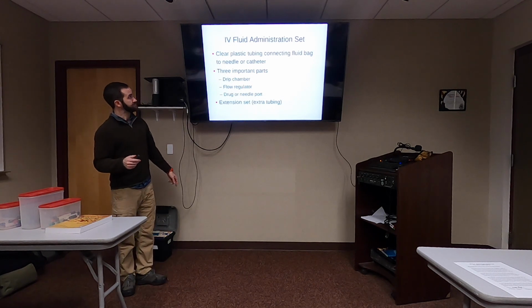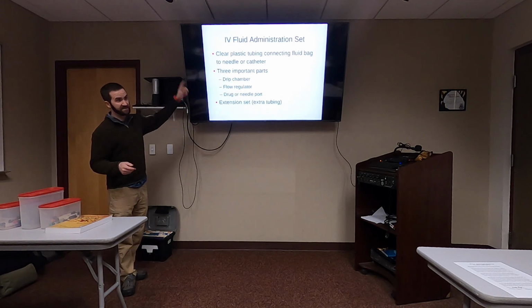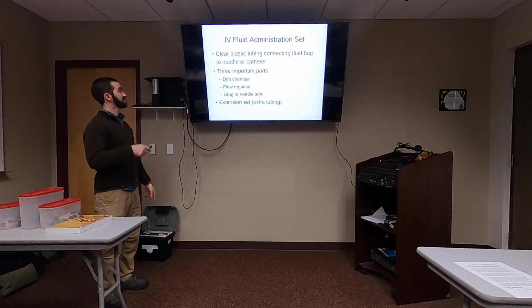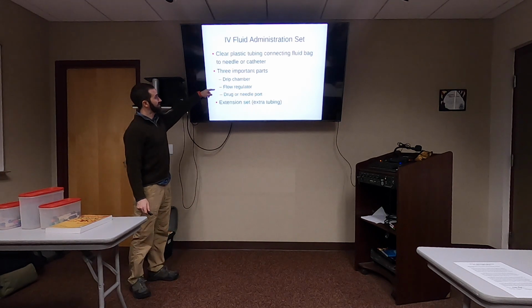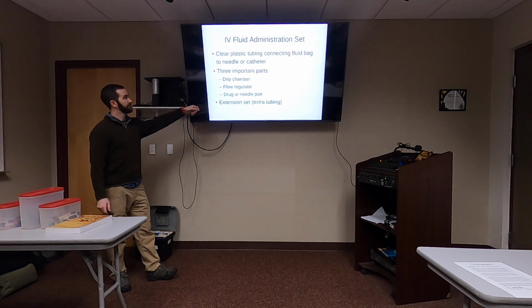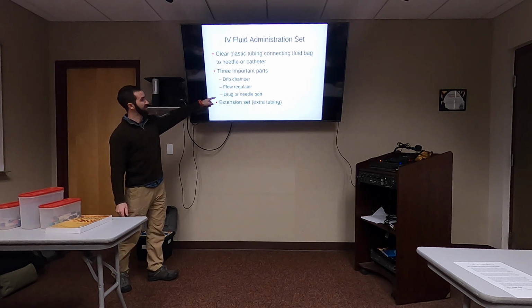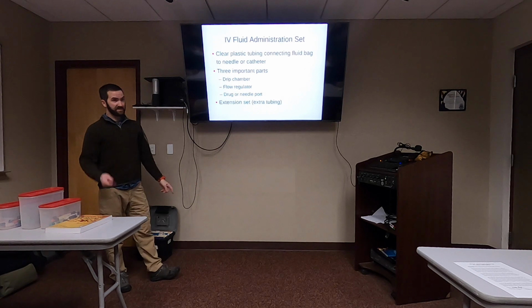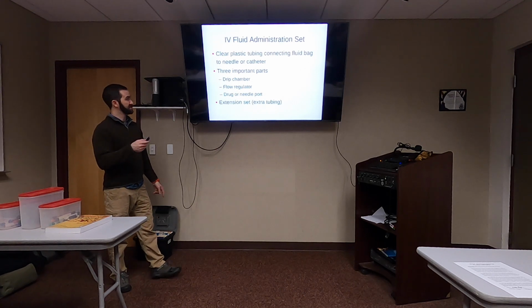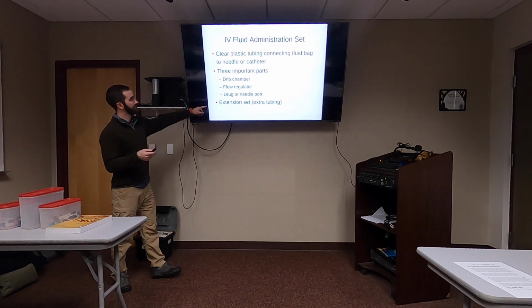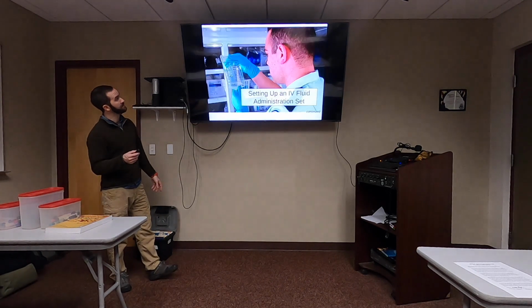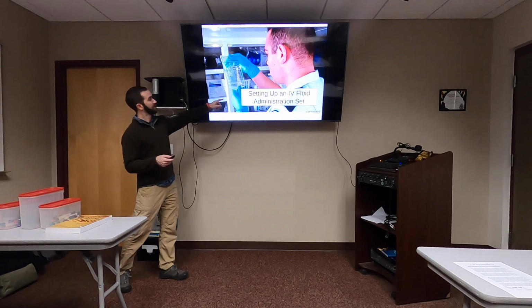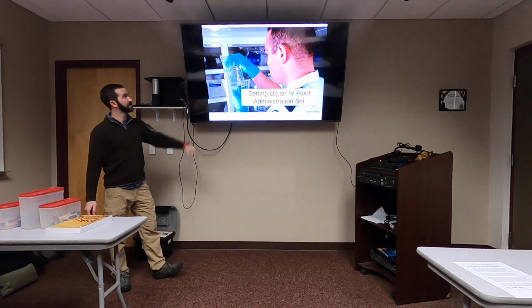So again, fluid administration sets. So this is the tubing and bag type of deal. So it's got a drip chamber, a little wheel clamp thingy that you use to regulate the flow, ports on the little tubing so that you can administer medications through it. Sometimes there's extension sets, so just more tubing all connected in line. And this is what one of those little bags looks like.